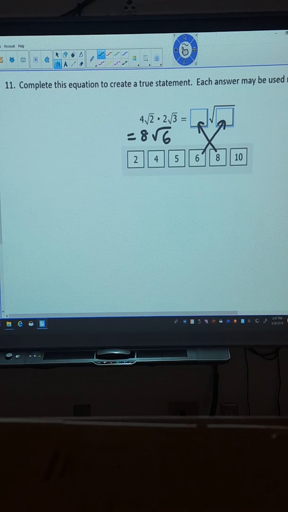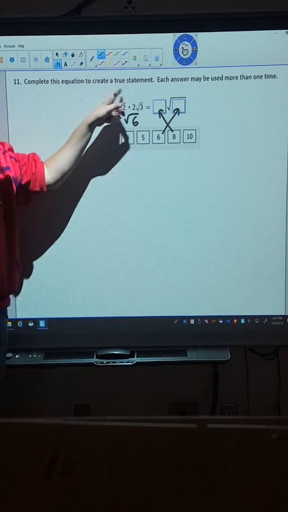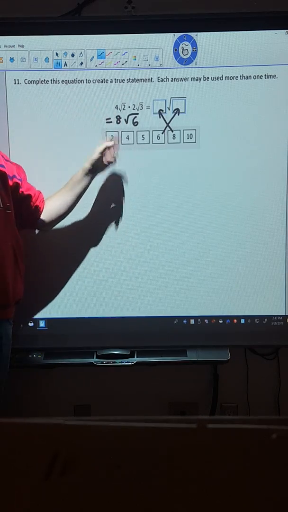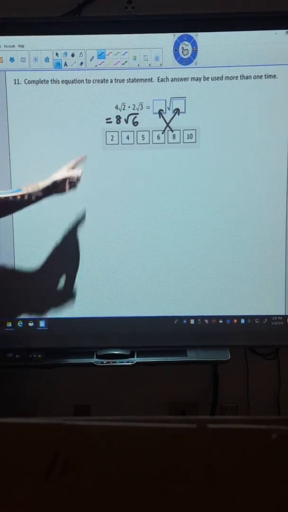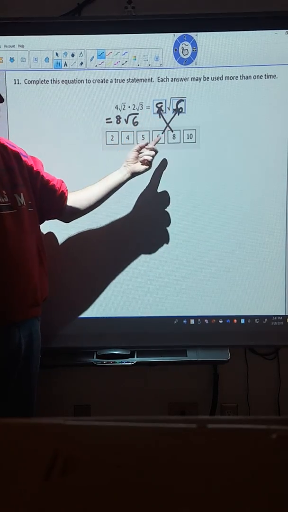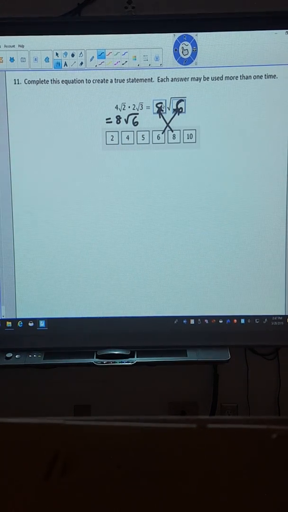And for the last question, I need to zoom back out a little bit so we can see. Complete this to make a true statement. This is one of your drag and drop type questions from the SOL. So we just multiply numbers with numbers, so 4 times 2 is 8, and radicals with radicals, 2 times 3 is 6. So your answer would be 8 radical 6, and you would just drag the 8 into this space and the 6 into this space. And that concludes section 9.4 on radical operations.